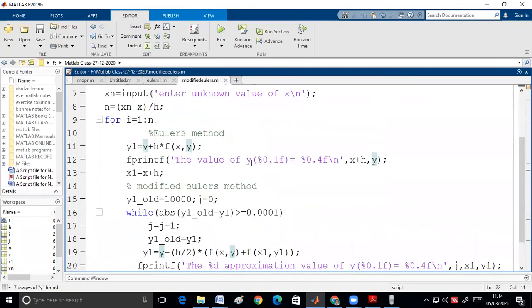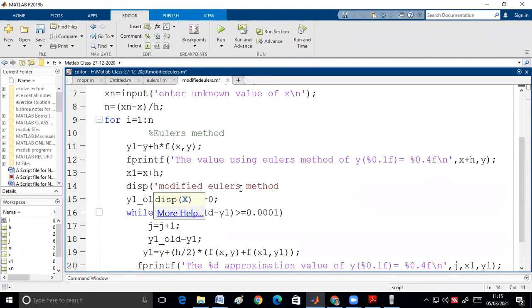I will write one more step here. Using the Euler method, this is your Euler method. Then I will write display. I will use the display symbol. Display, just for separation of these two. Again I will run the program.